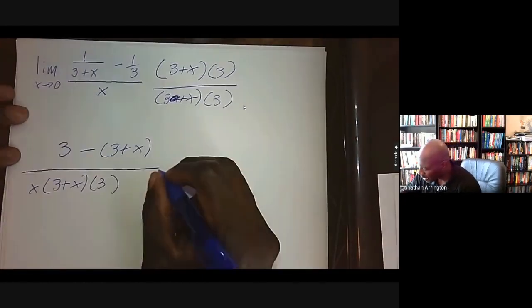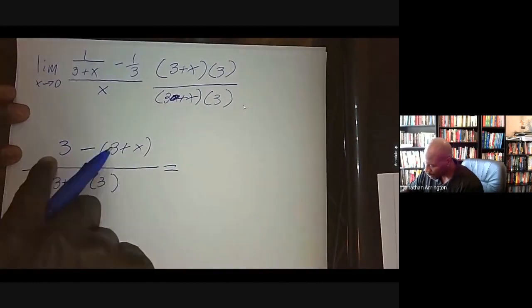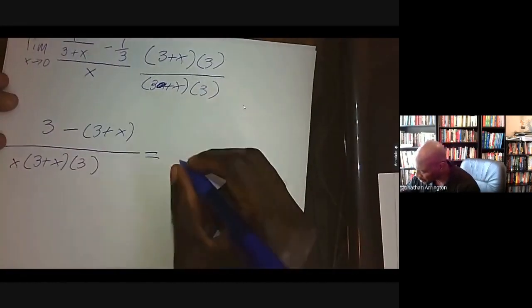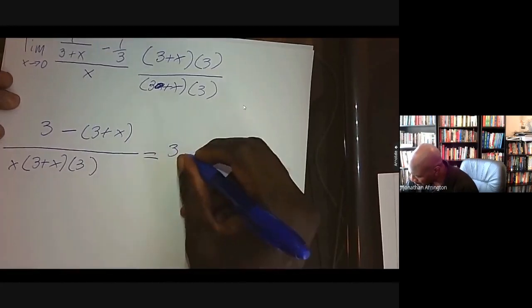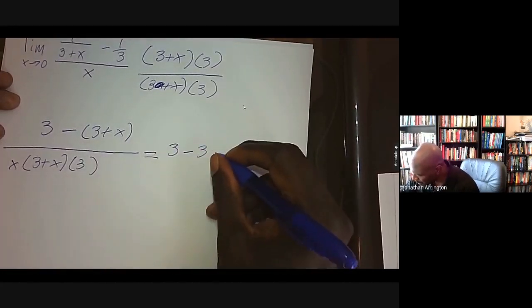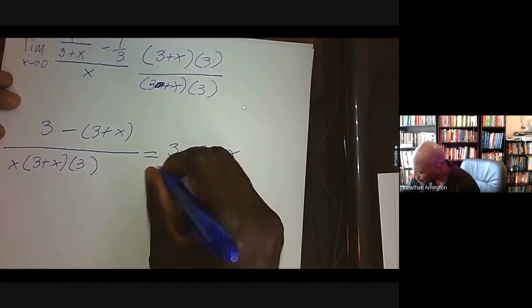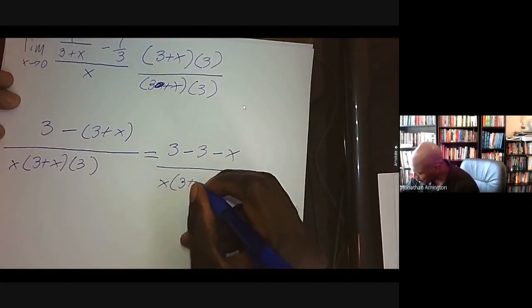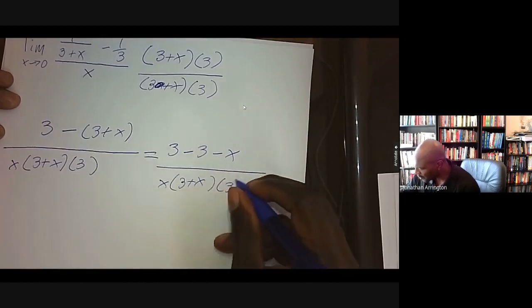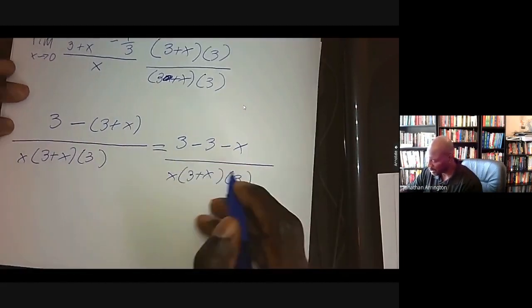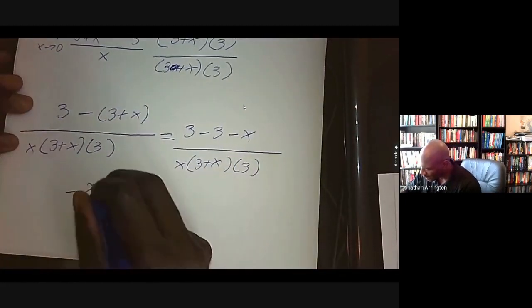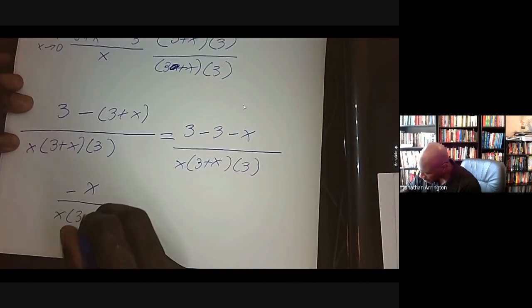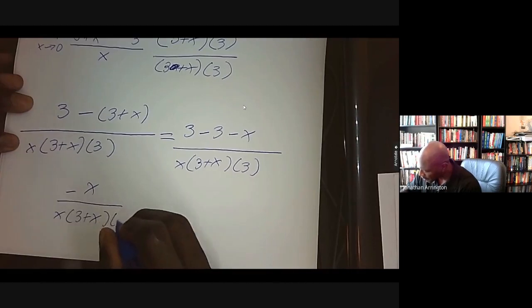So if you look at what's going to happen at the top, I'm going to write this negative sign distributed out so there's no confusion. So this will be 3 minus x on the top. Denominator is the same. x, 3 plus x, 3. So you'll see here the 3's will cancel. So negative x over x times 3 plus x times 3.